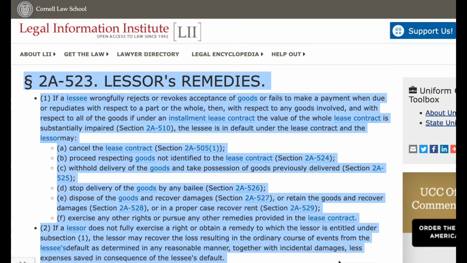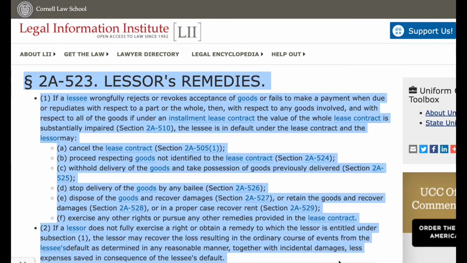If a lessee wrongfully rejects or revokes acceptance of goods or fails to make a payment when due or repudiates with respect to a part or the whole, then, with respect to any goods involved, and with respect to all of the goods if under an installment lease contract the value of the whole lease contract is substantially impaired, Section 2A-510, the lessee is in default under the lease contract and the lessor may, A.